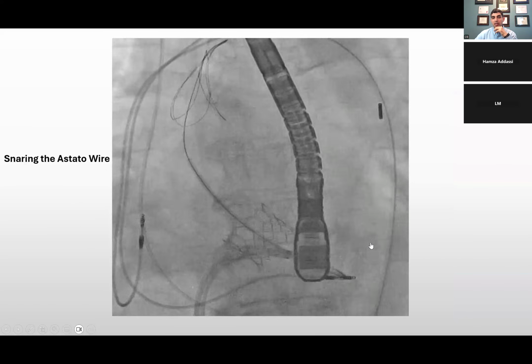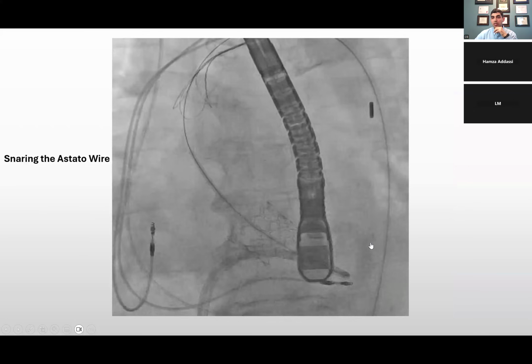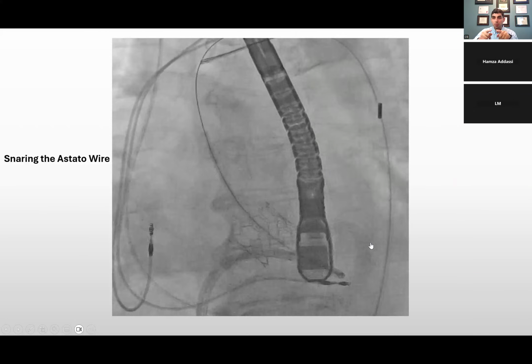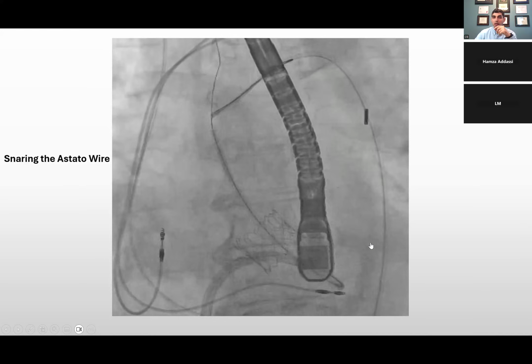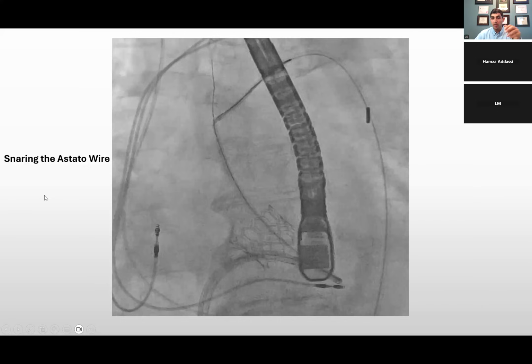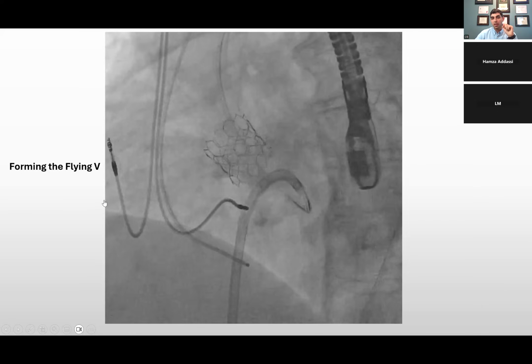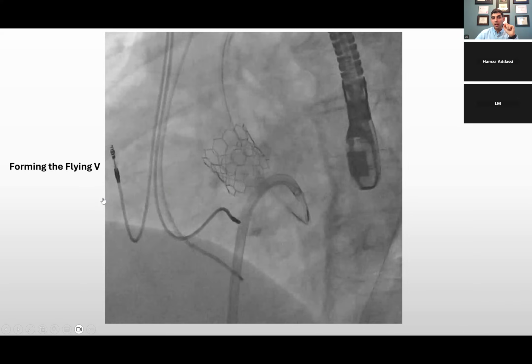So the idea was what we were going to do is the LAMPOON procedure. And the LAMPOON procedure pretty much is you create a blade inside the heart. Now, the technique, we're not going to go through it. It's a very complex procedure, but the ultimate goal is to form this. So this is called the flying V.